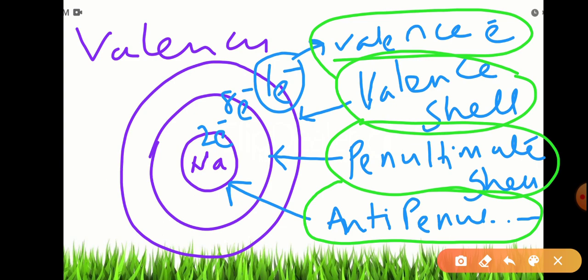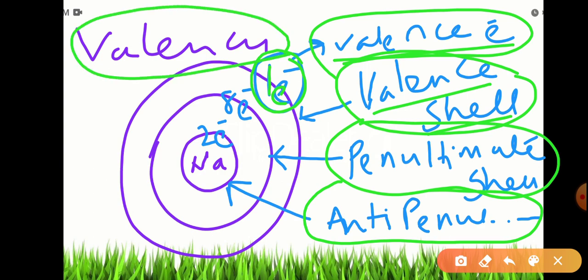The electron contained in the valence shell is called the valence electron. So in case of sodium, the valence electron is 1. Sodium has only one valence electron. Is it clear? Everybody should understand what the valence shell is. The valence shell is the last shell of the atom, and the electron contained in it is called the valence electron, from which we will decide its valency.